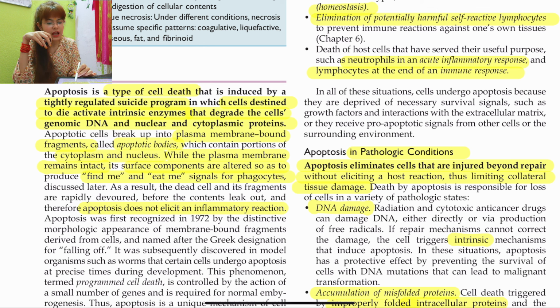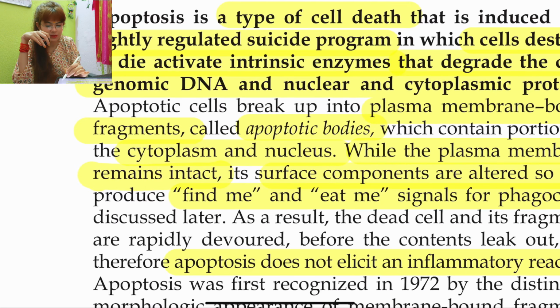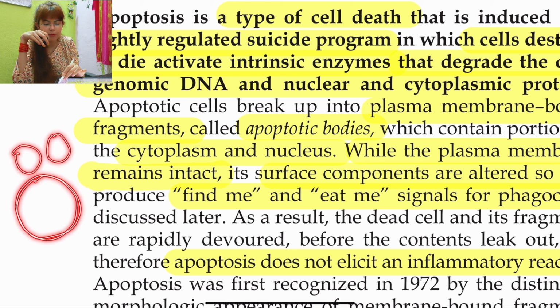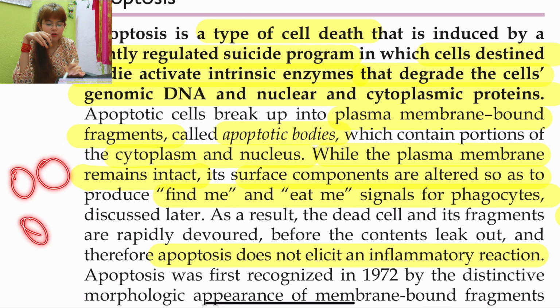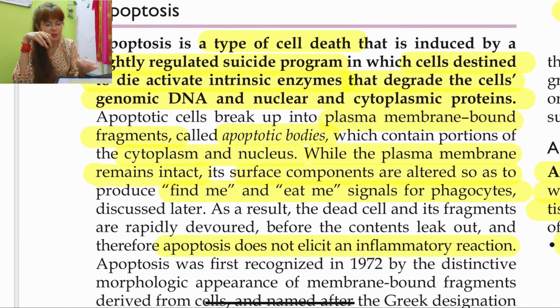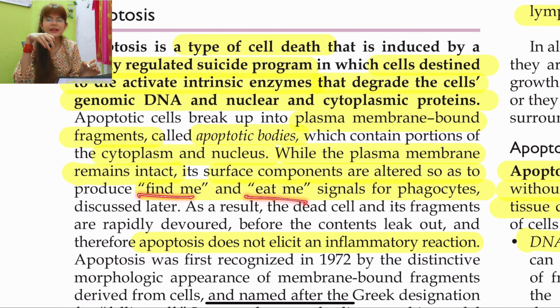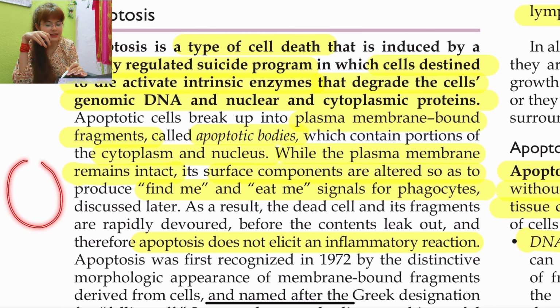Okay, while the plasma membrane remains intact, its surface components are altered so as to produce find me and eat me signals. So see here, the membrane is intact and there is formation of these apoptotic bodies, but the receptors on these surfaces and the surface components are so much altered so that they can undergo phagocytosis. Okay, so they kind of produce this find me and eat me signals. So that is why it is said that the membrane is always intact over here.